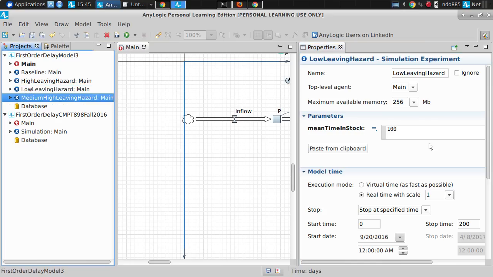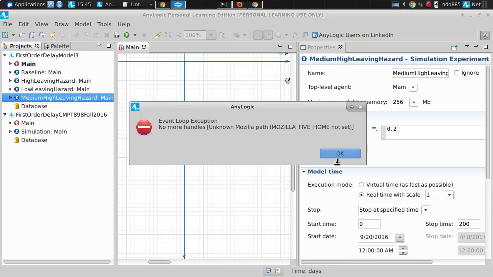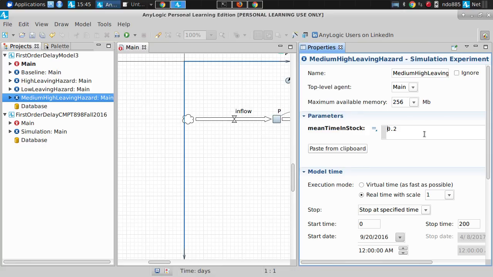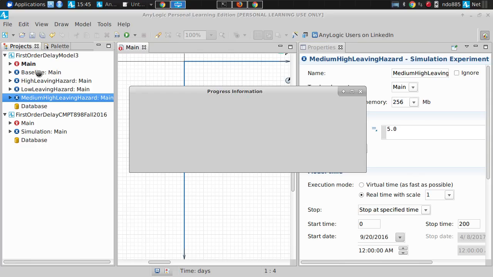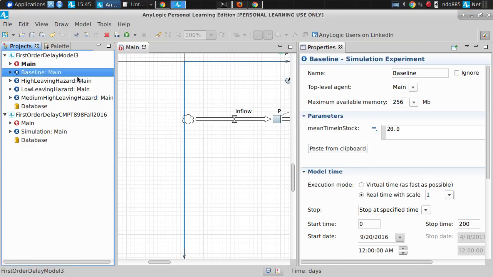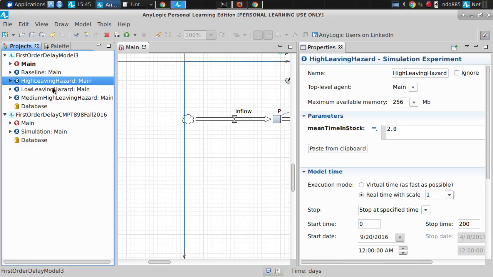And the medium one, if we had an alpha of 0.2, what would that imply about the mean time in the stock? 5.0. Yeah. Okay, 5.0. Good. So we now have converted them, except we didn't do baseline yet. Baseline mean, oh wait, we did. Okay. High leaving hazard, okay, happy.